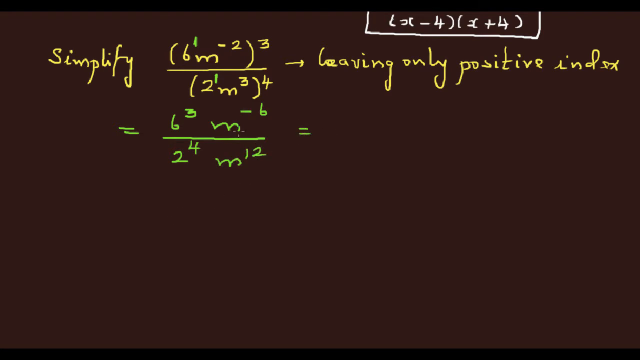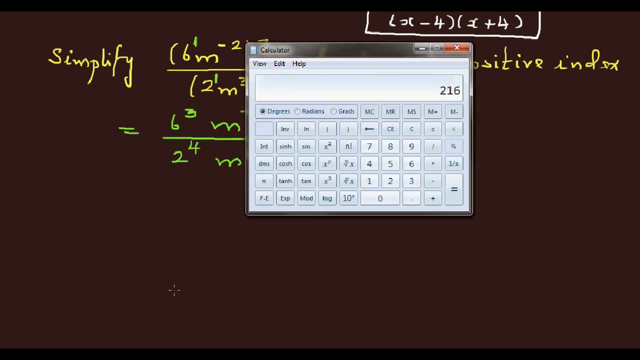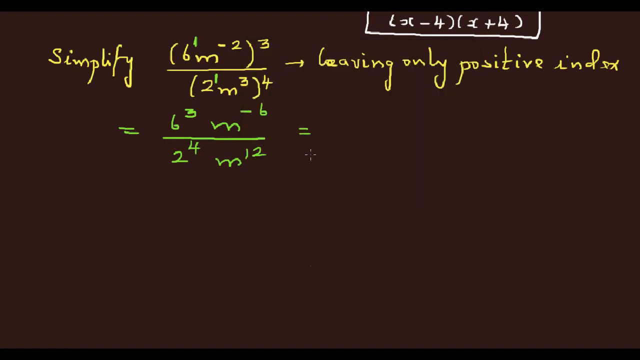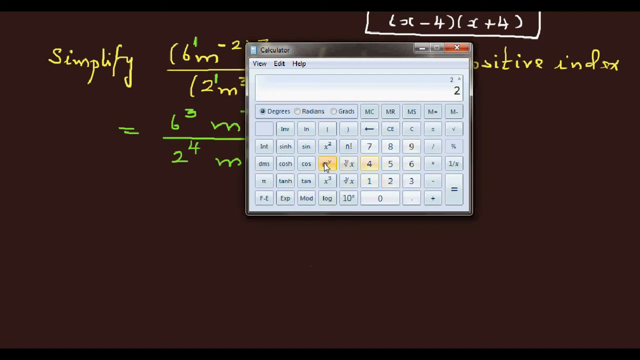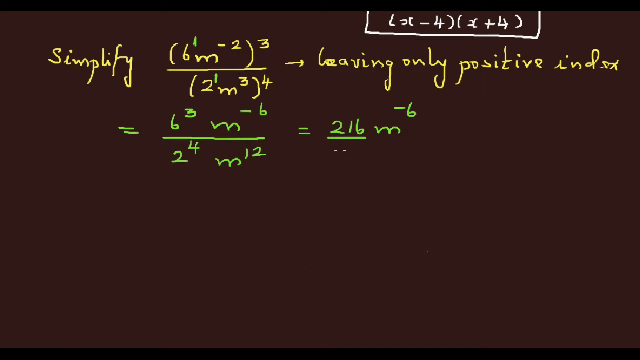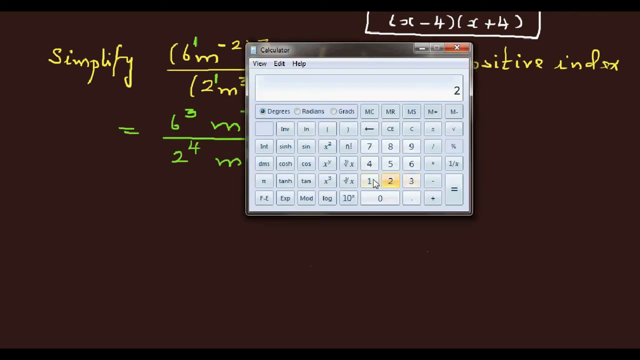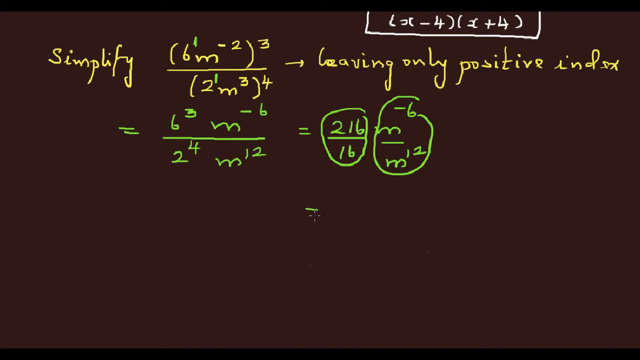So this is equal to 6 cubed, which I know is 216. If you don't know, you can work this out. So this is 216 m to the power negative 6 divided by 2 to the power 4, which is 16. So this is 216 m to the power negative 6 over 16 m to the power 12. So you can simplify this and this. 216 divided by 16 is 13.5.